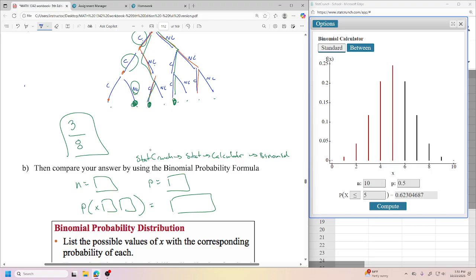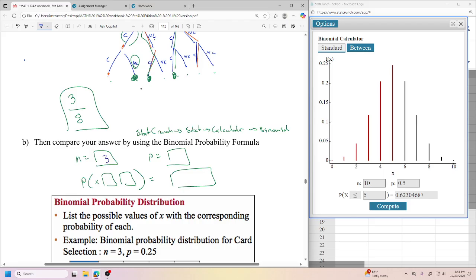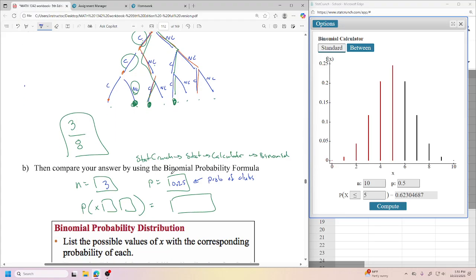What was the total number of cards that I was pulling here? Yep, 3. What's the probability of a clubs each time? That's the final answer we're going to get here in a second. We have 13 clubs out of 52. Or you could say it's 1 suit out of the 4 suits, right? So I'm going to say it's a quarter of the deck. A quarter of the deck is clubs, yeah?